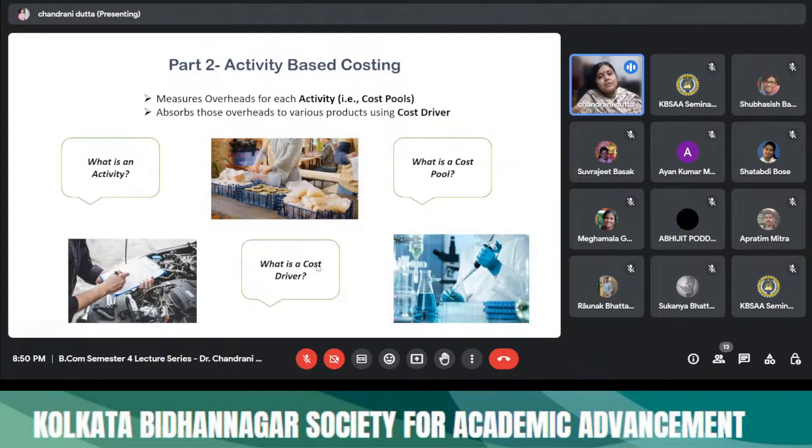Because the number of setups is the driver, okay. That is the factor which is driving the cost. So quality testing, why is that cost being incurred? Because the number of quality checks is the cost driver, okay. So that is the cost driver, the factors for which the costs are being incurred. In other words, that's the activity for which the costs are being incurred. So cost driver is the activity for which the costs are being incurred, okay.